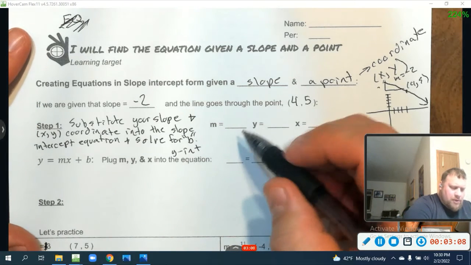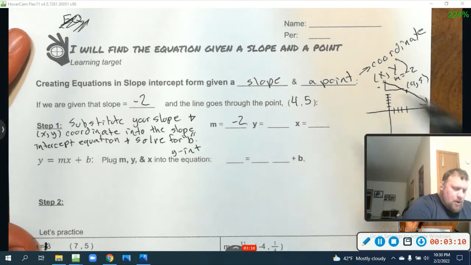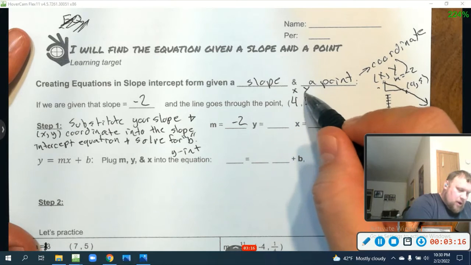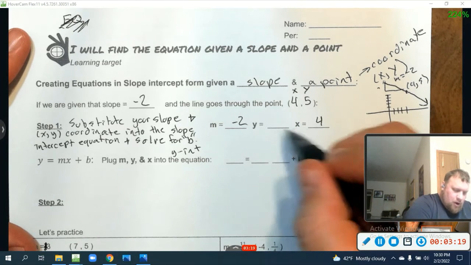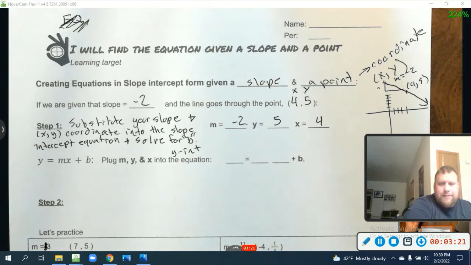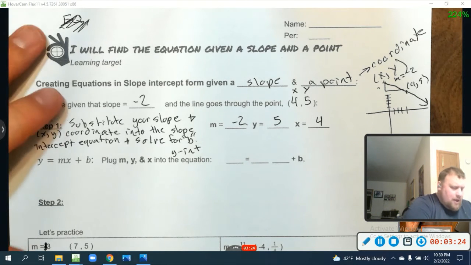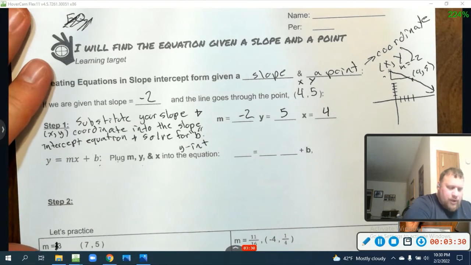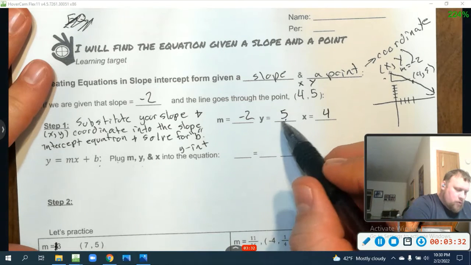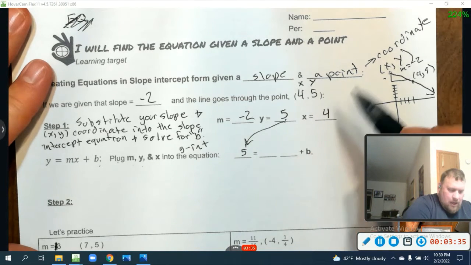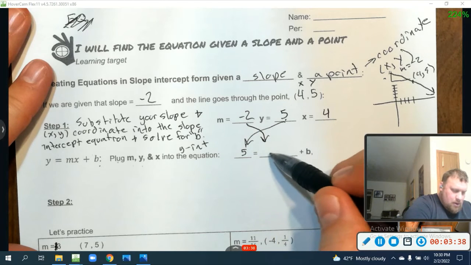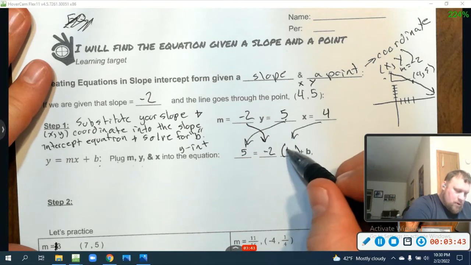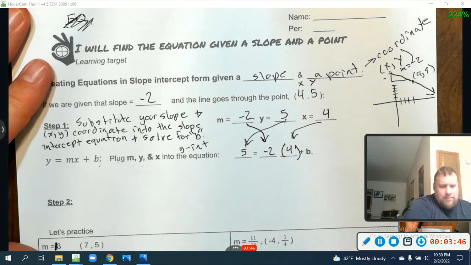So again, we're told our slope is m. M equals -2. We're given this coordinate right here. You can always put xy above it. It's an x value of 4, so my x equals 4 and my y equals 5. Don't know why I wrote it backwards, just did. And we're going to plug that into the equation of y equals mx plus b. So we want to plug m, y, and x into the equation. So I'm going to put my y here: 5 equals my slope, which is m, or -2. And we're going to put your x value in parentheses, because it's supposed to be multiplied, and then plus b. And we're going to solve it.